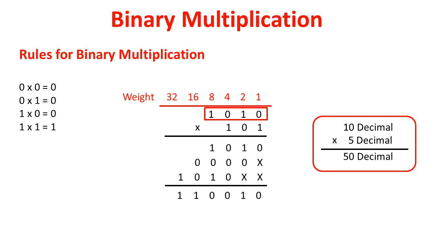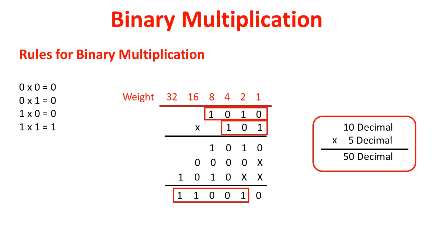Now let us convert 101 into decimal. If we convert 101 into decimal, that will be 4 plus 1, which is 5. So 10 times 5, the result is 50 in decimal. Now let us check the result which we achieved from the binary multiplication. If we add these ones, what will be the result? Observe, 32 for the first one, 16 for the second one, 32 plus 16 will be 48, and for the last one 2. So 48 plus 2 is 50.